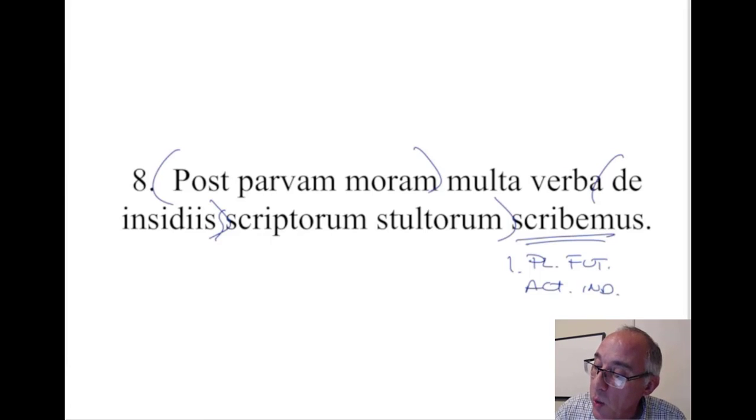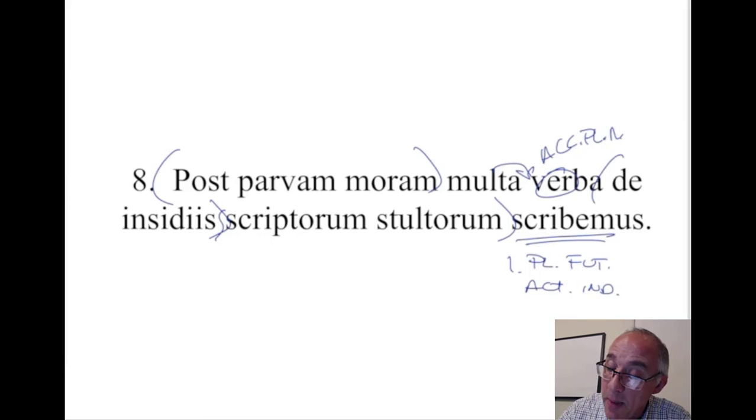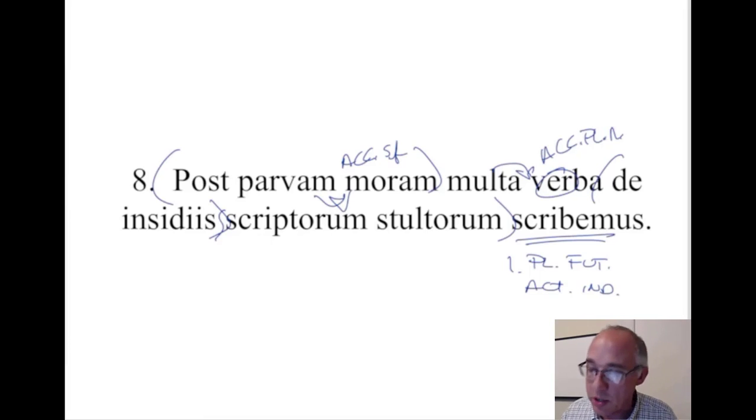Scribemus verba. We will write words. Accusative, plural, neuter, specifically many words. We will write many words. That's the core of your sentence. Now let's build on that. We will write many words post parvam moram, after a delay, accusative, singular, feminine. What kind of delay? After a small delay. Aha! After a small delay, we will write many words.